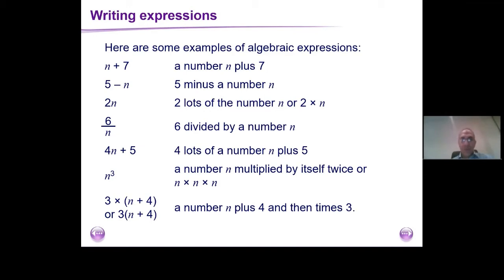The next one, it says 4 lots of a number n plus 5. So you're going to multiply n by 4 and then add 5 to it. So you write, as we've shown in the third example, it was 2 lots of n.